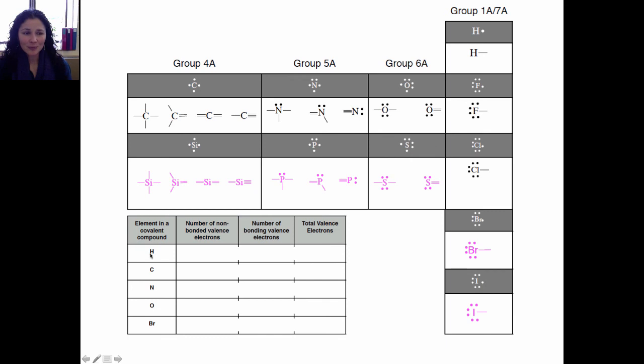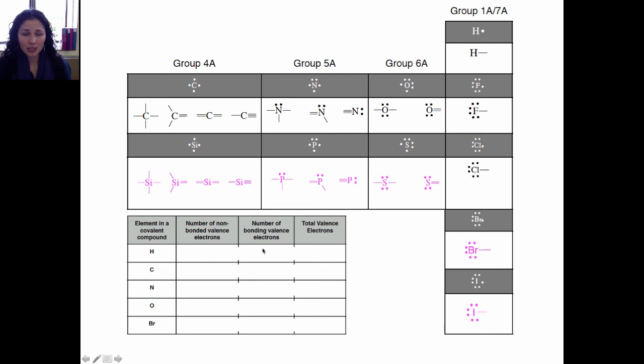In the next table, I'd like you to notice that this is specifically talking about the elements when they're in a covalent compound. So I'll go through this with you. The number of non-bonded valence electrons in hydrogen when it's in a covalent compound can be seen from this little picture. So notice there are no non-bonded electrons around hydrogen, and so I'd put a 0 here.